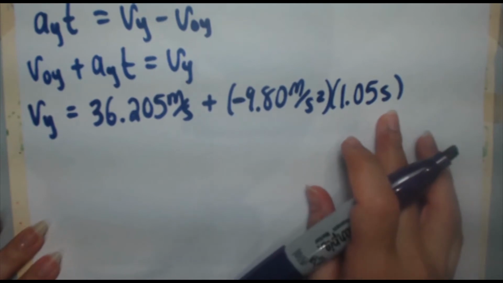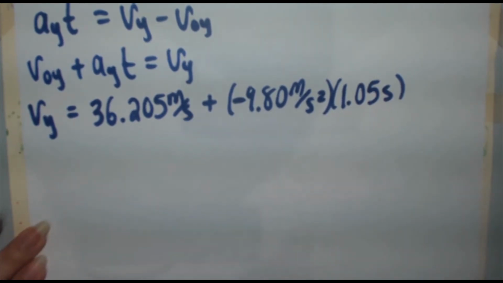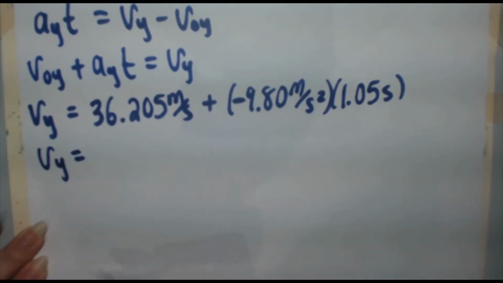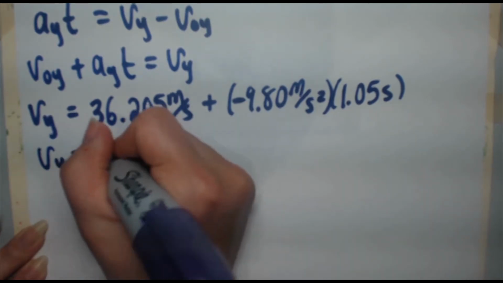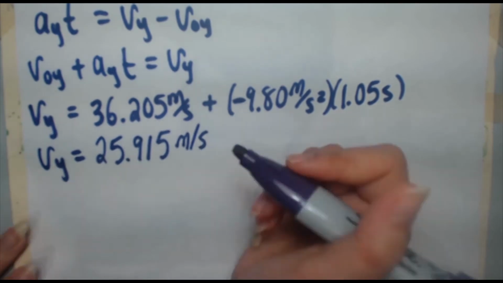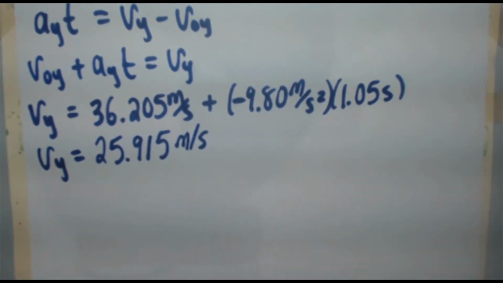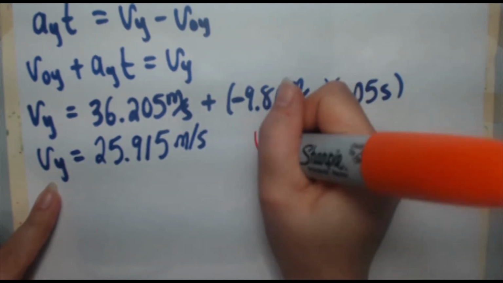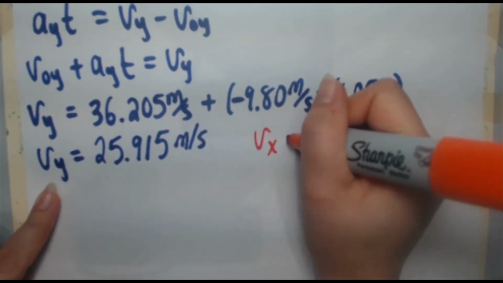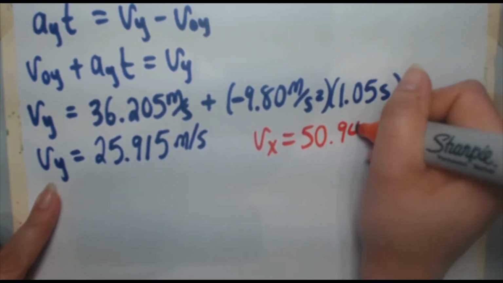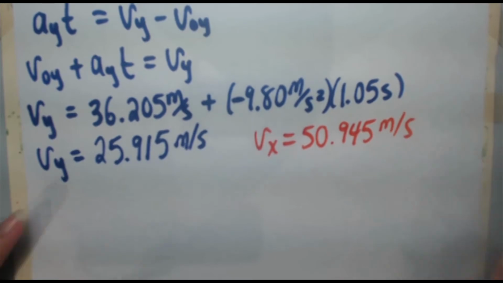So multiply these two out, you're going to get a negative number. Add that to the 36.205, and you should get a final result of Vy equals 25.915 meters per second. Okay, now we're not quite done. So we've got our Vy at t equals 1.05 seconds. We know that at any time, including 1.05 seconds, Vx is going to be equal to 50.945 meters per second.